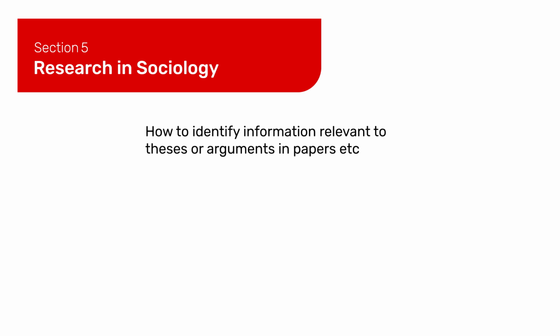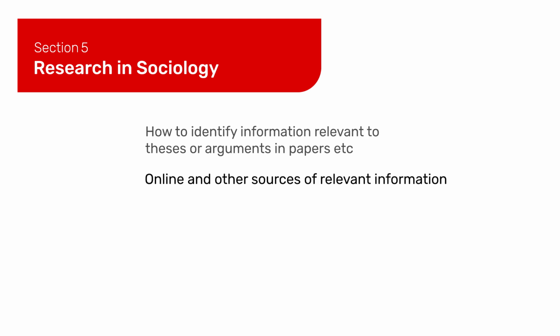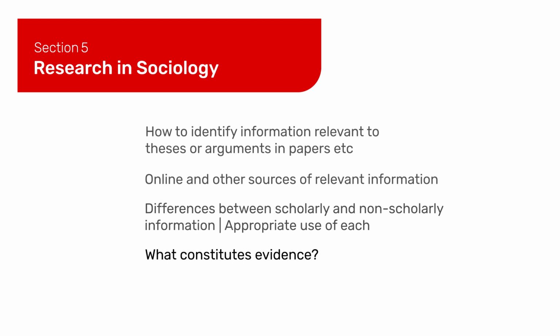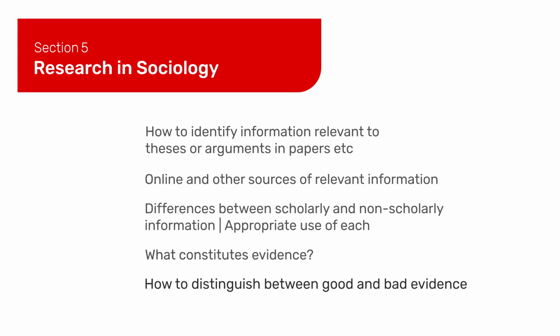Section 5, Research in Sociology, focuses on how to identify information relevant to theses or arguments in papers, etc., online and other sources of relevant information, differences between scholarly and non-scholarly information and the appropriate use of each, what constitutes evidence, how to distinguish between good and bad evidence.